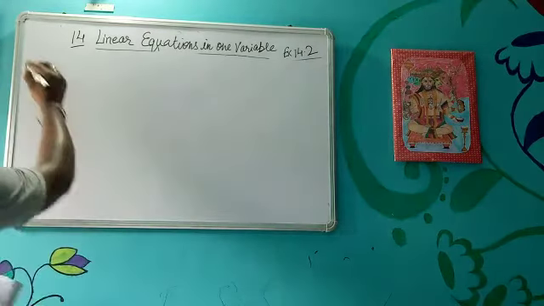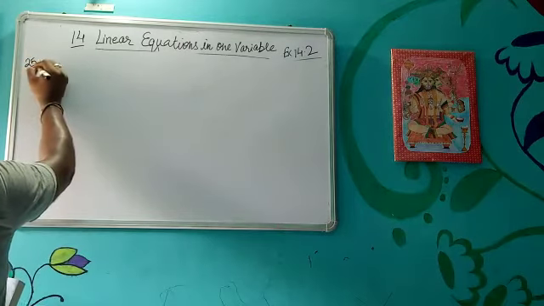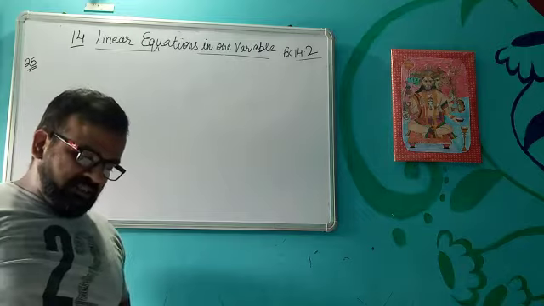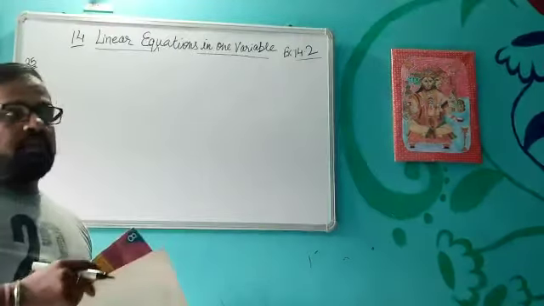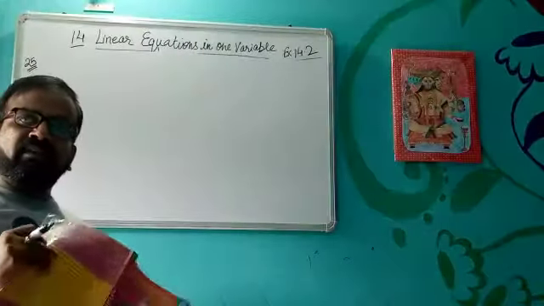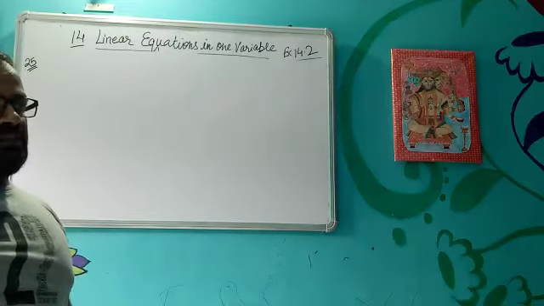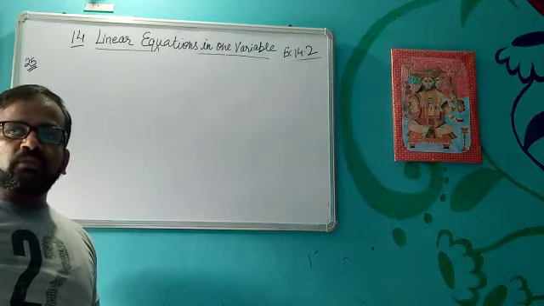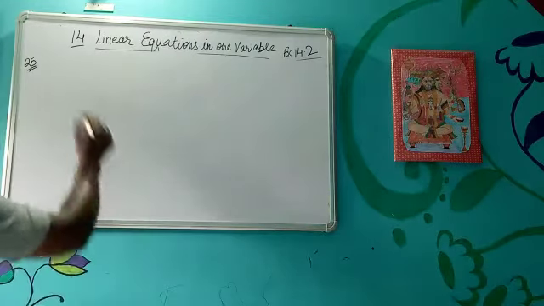So let's see one more question. Question number 25. Two supplementary angles differ by 10x. So what we know about the supplementary angles? The supplementary angles are those angles whose sum is 180 degree.